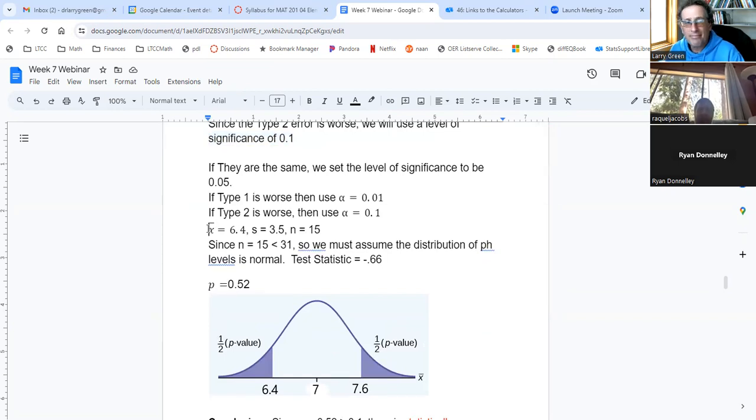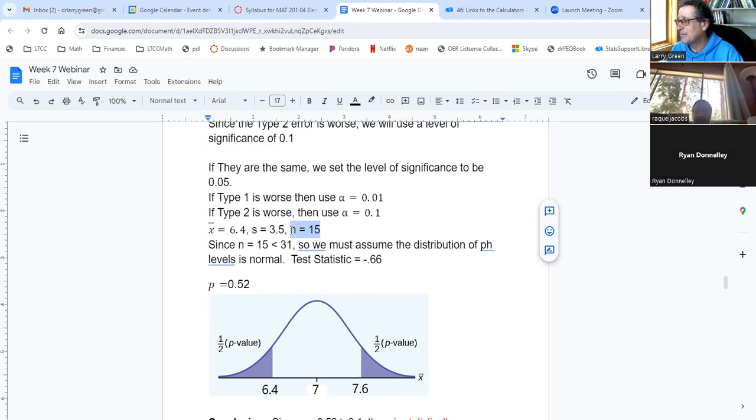Again, what we had is X bar was 6.4, and S was 3.5, and N is 15. Okay. By the way, is this sample size large enough? Yeah, not really. It's not a great sample size.